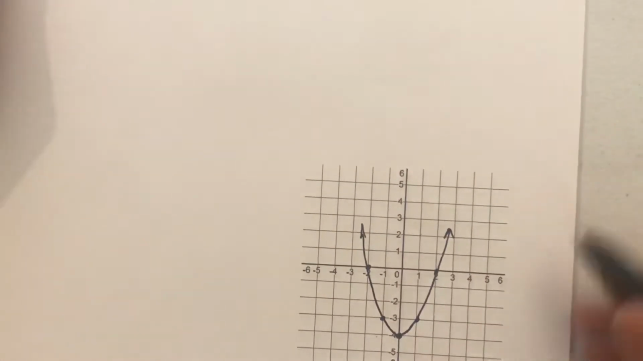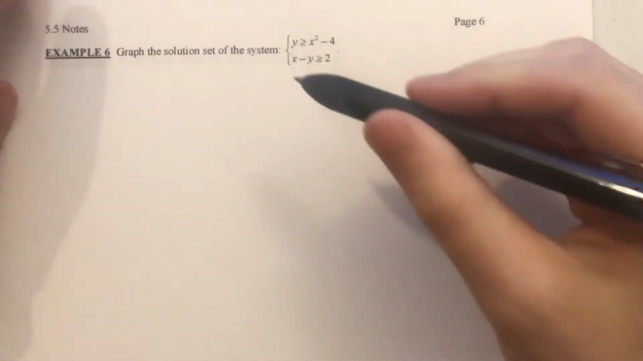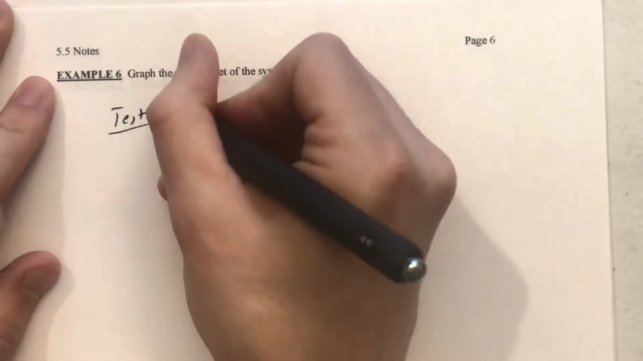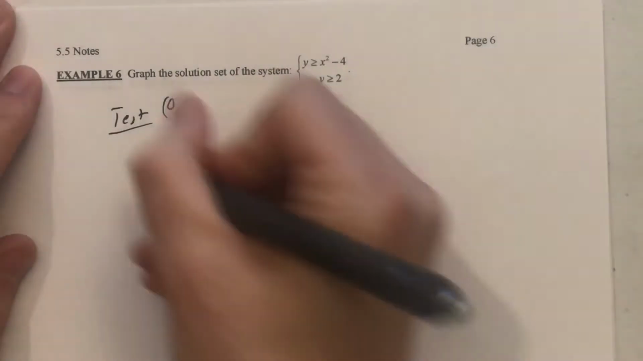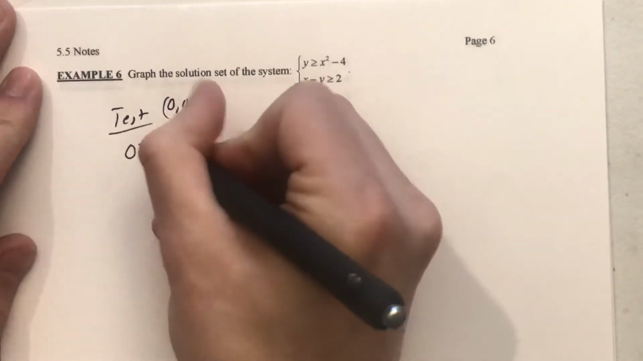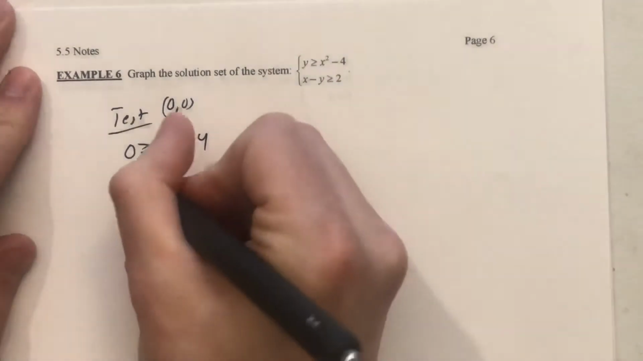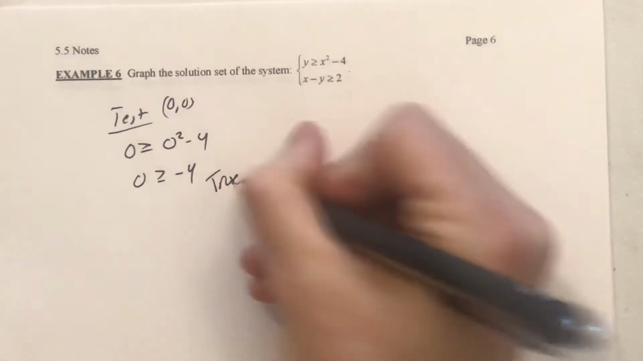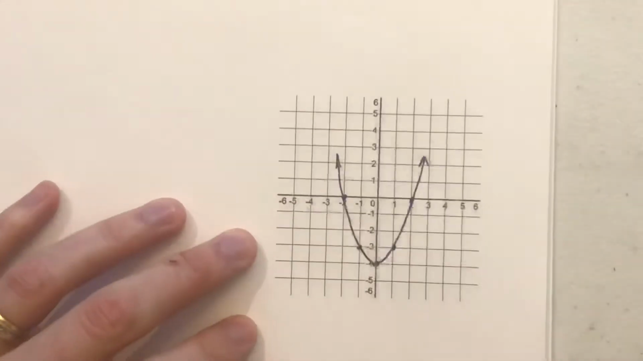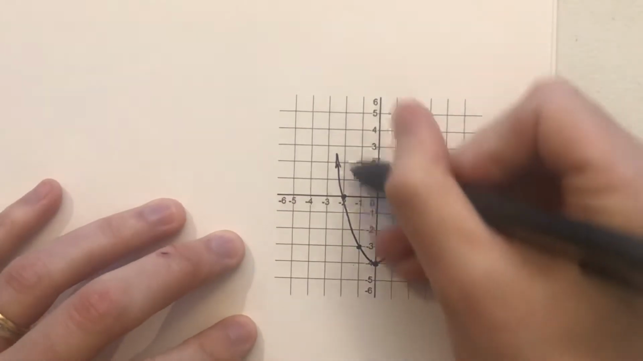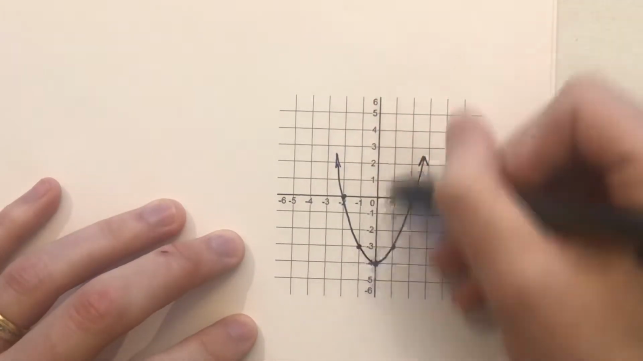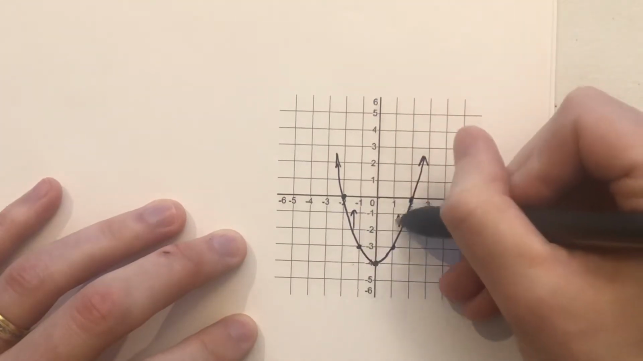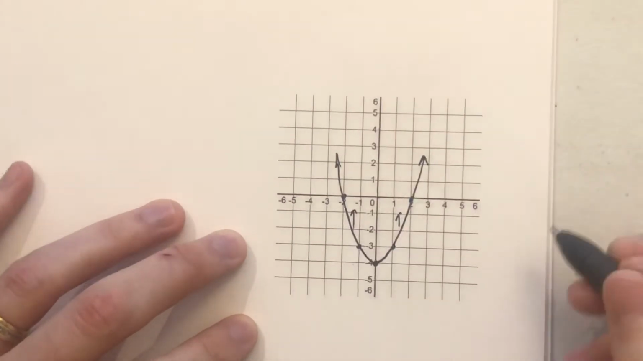Okay. Now let's take a look at where we should shade. Let's just test. The point 0, 0 is not on our function, so we can test 0, 0. So we got 0 is greater than or equal to 0 squared minus 4. So 0 is greater than negative 4, which is true. So for this parabola, the point 0, 0 is true, meaning we would want to shade inside of this region. So again, I'll just draw a couple little arrows saying we should shade inside.